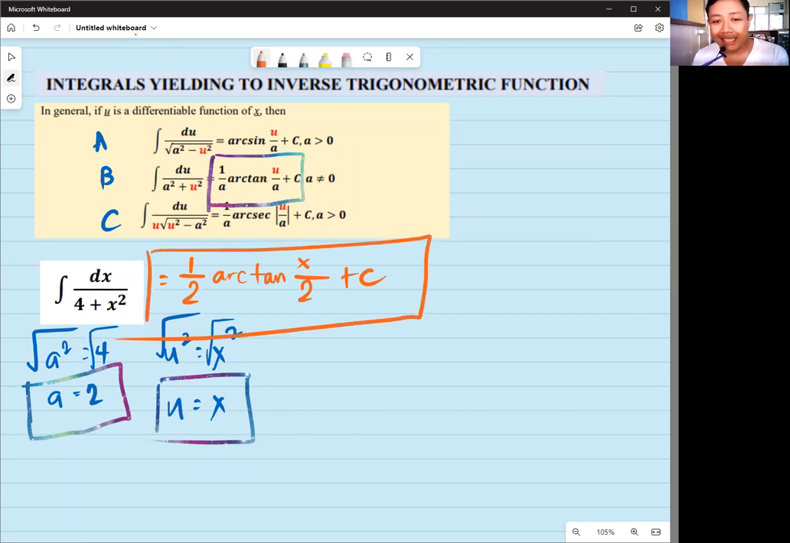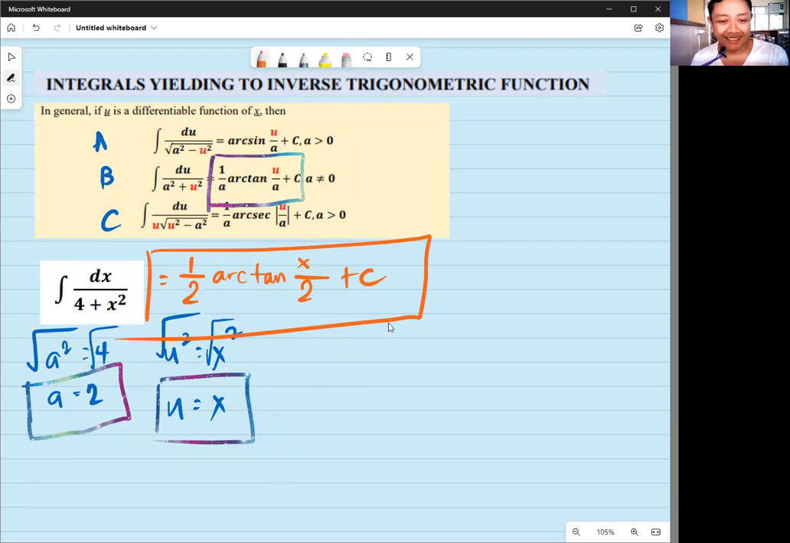I told you, easy or difficult? Show me a reaction in your chat box, please. Show me a reaction based on how you understood the process. As easy as that. You're done. Just identify your A and U. Finish. Let's now move on with our next one.